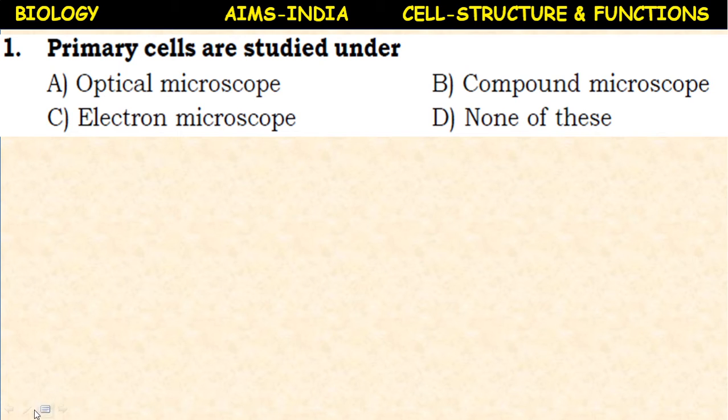Primary cell structure are studied under which microscope? Compound microscope. Means the microscope which we use in the science laboratory. So same compound microscope we are going to use for studying the primary cell structures. So internal structure of the cell can be studied under electron microscope.